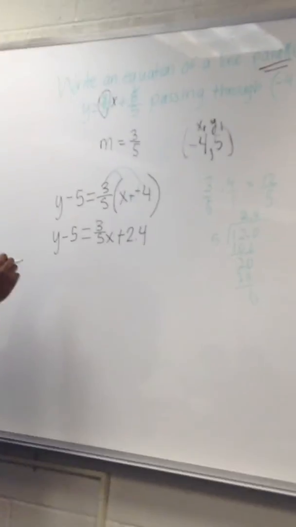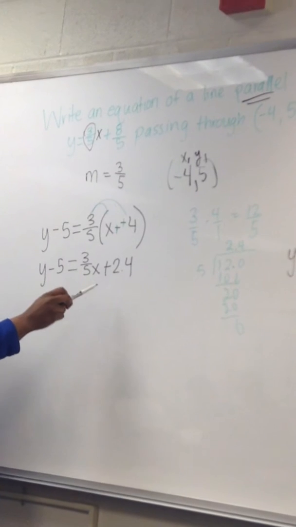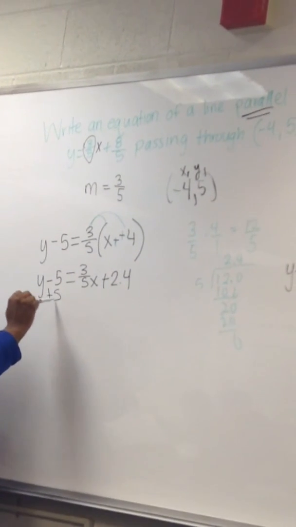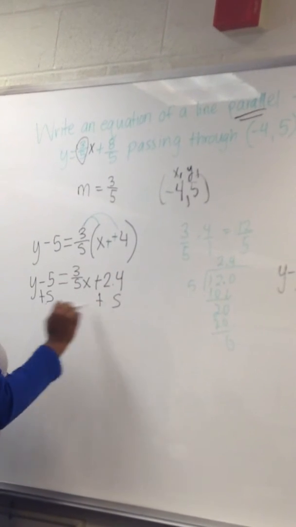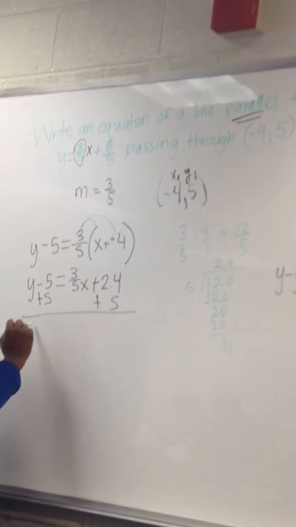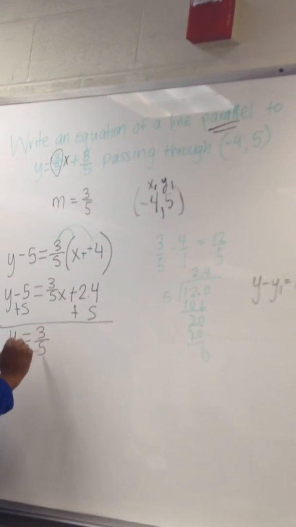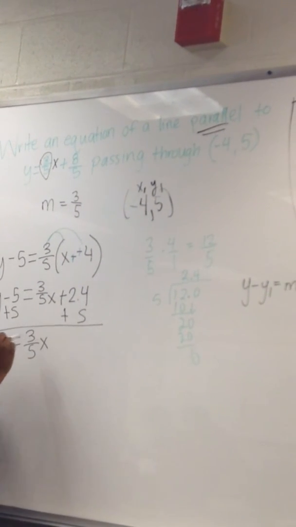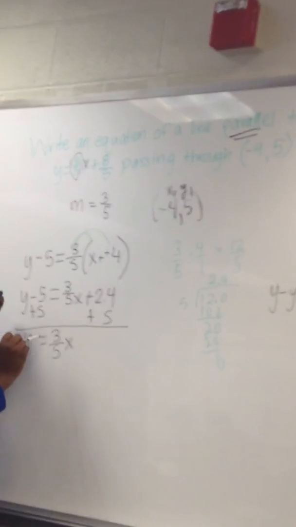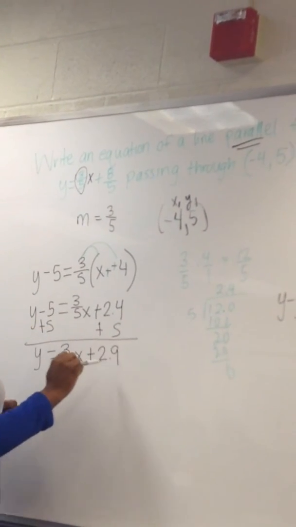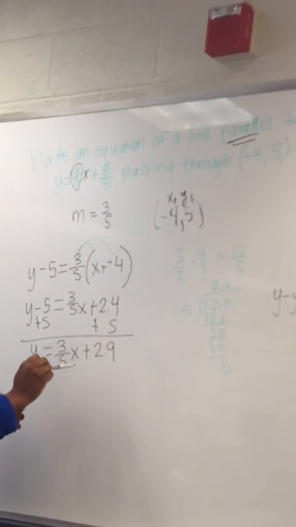Next I'm going to add 5 to 2.4. Then I'll get y equals 3/5 x, because these cancel out, plus 2.9. I was afraid that was going to happen.